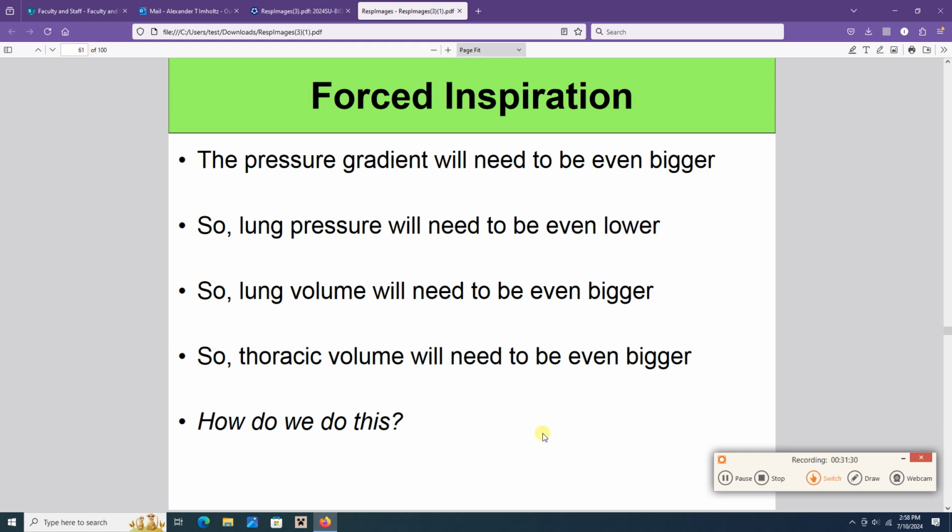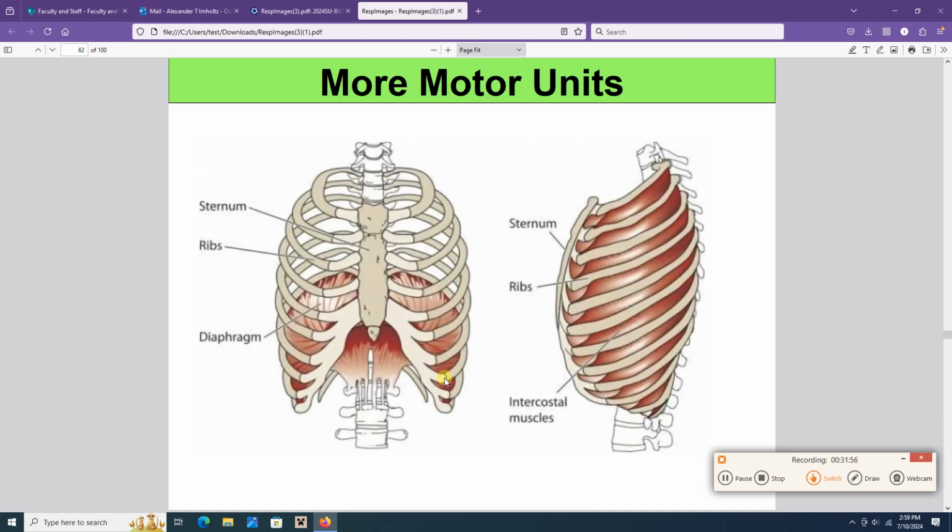All right, what if I want to take a big breath in? If I want to take a big breath in, well, I need an even bigger pressure gradient. So I need my lung pressure to be even lower, which means I need my lung volume to be even bigger. So my thoracic volume has to get even bigger. Well, how do I do this? I'm going to do it, number one, by using more motor units. So I'm going to use more motor units, more muscle fibers in my diaphragm and my intercostal muscles, my external intercostals.